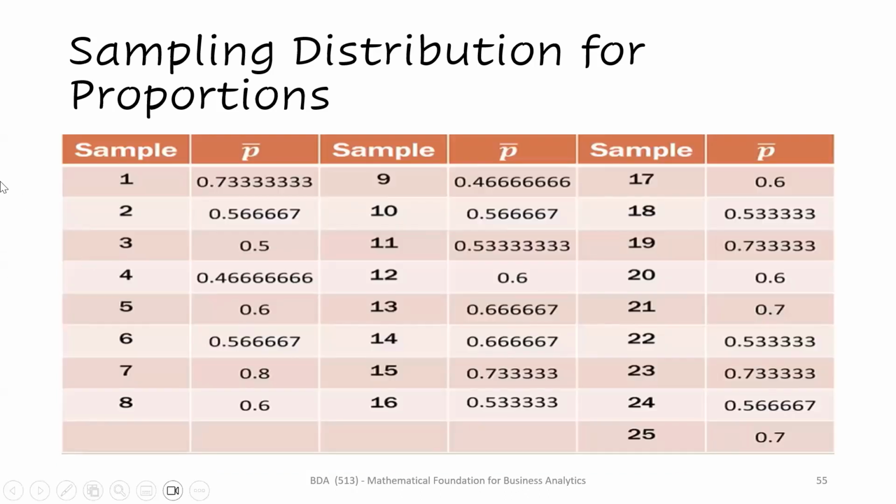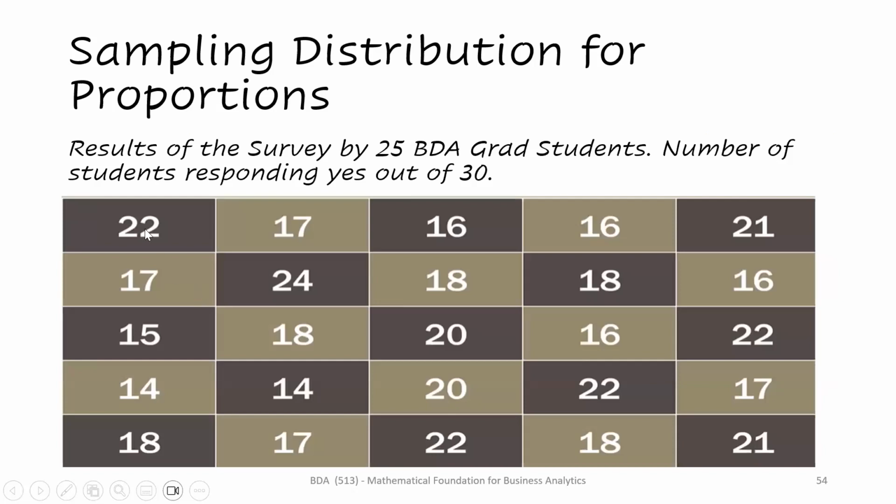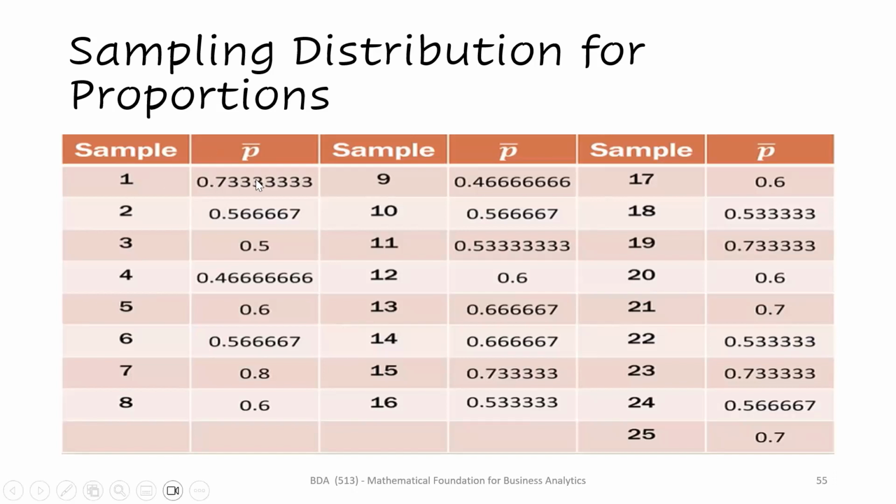Now, in order to determine the sample distribution for the proportion, for each of the samples, remember, the first one is 22 out of 30. Can you calculate 22 out of 30 and let us know the sample proportion? Can somebody do it quickly? 0.733. Okay, so that's what we have for the first sample.